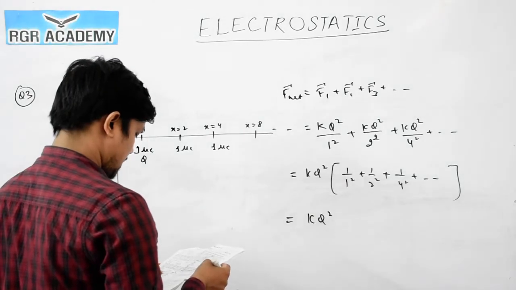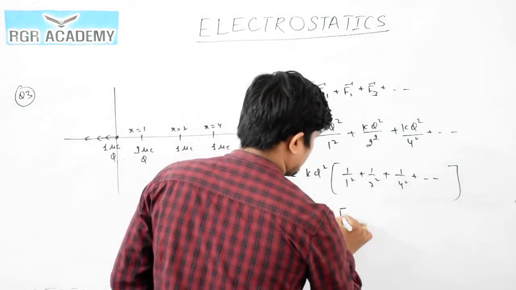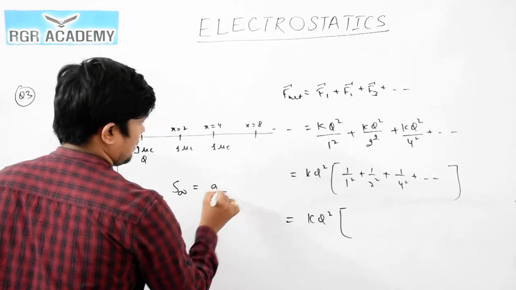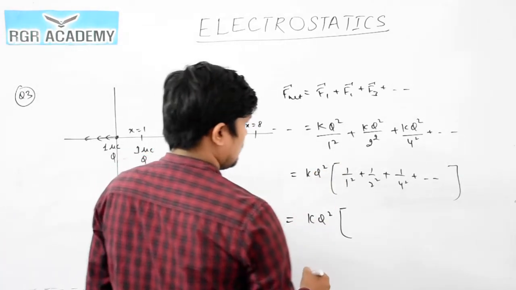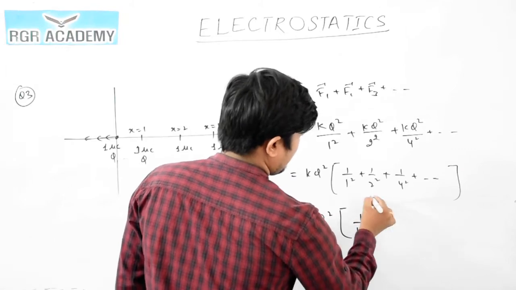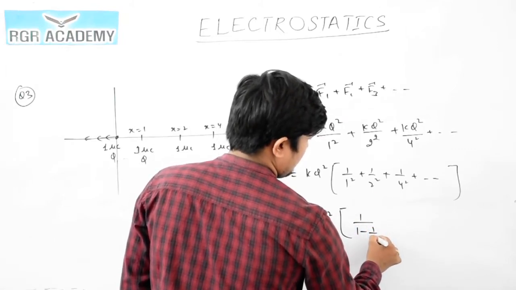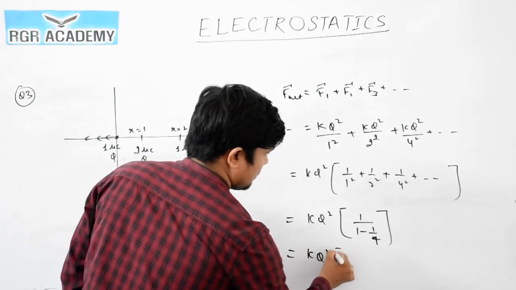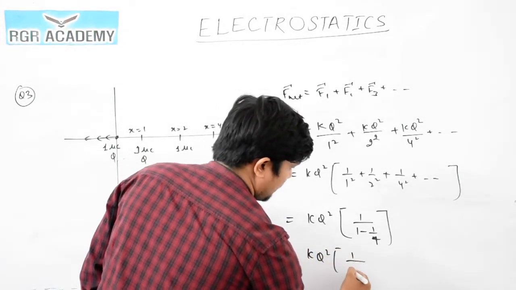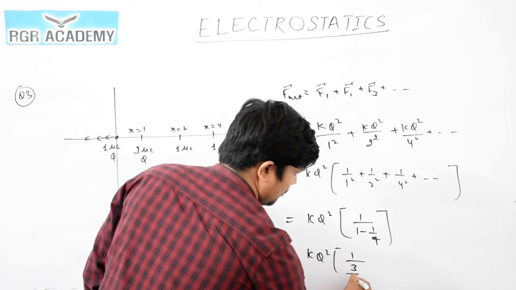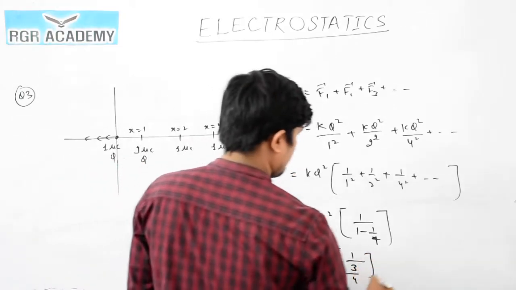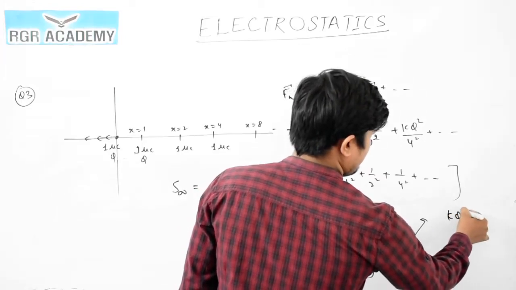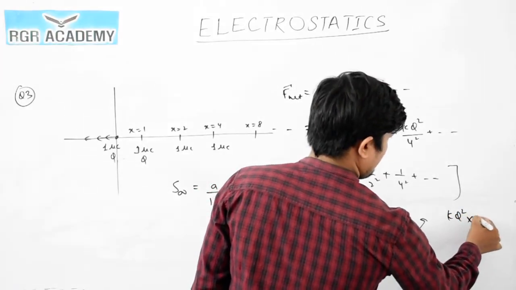What is the summation of infinite terms of a GP? A by 1 minus R. What is A? A is 1. What is R? 1 by 4. So what you will get? KQ square into 1 by 1 minus 1 by 4, which is 3 by 4. If you solve this, the answer is KQ square into 4 by 3.